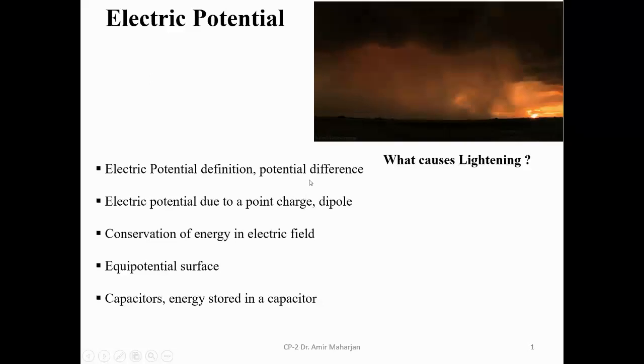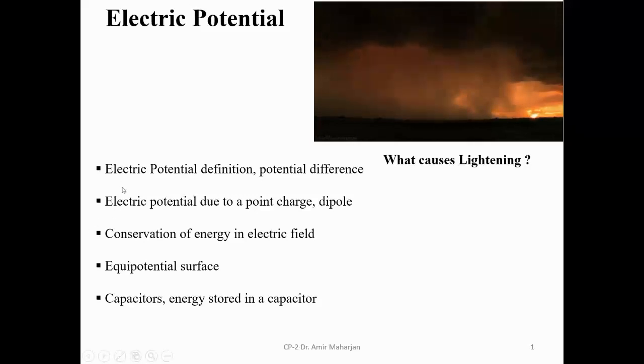So the next chapter I'll be introducing is electric potential and capacitors. And this is just a continuation of electrostatics in general and electromagnetism in general. So these are the topics for this lecture.